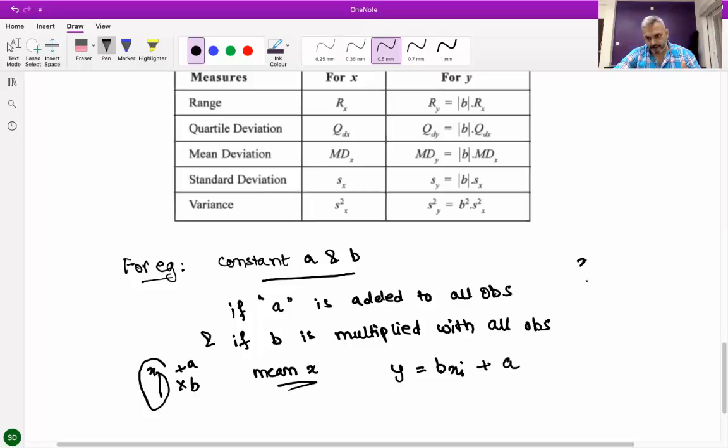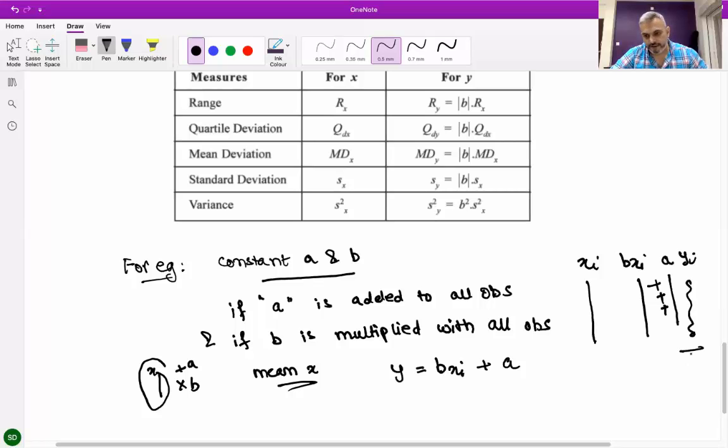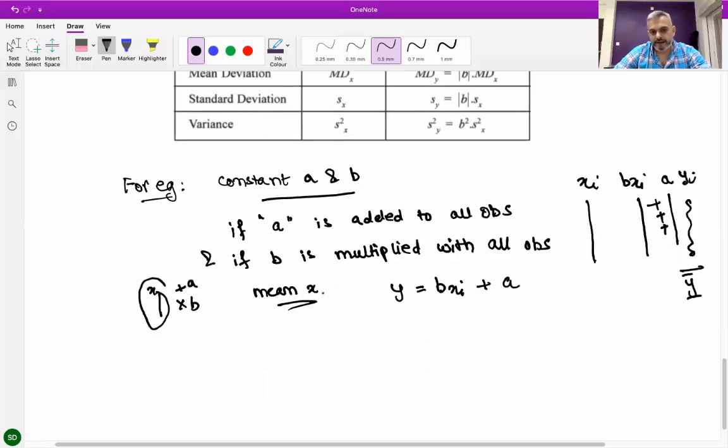So if this is xi, we multiply it with b. So it will be b of xi. We get some new values, and then we add a to all the observations. So what we get is a set of y, which is b xi plus a. So we get a new set of observations, and we will obviously be getting a new mean and new measures. Now, if it is mean x, the mean of y, or y bar, will be equal to b x bar plus a. Now, why do we do this?